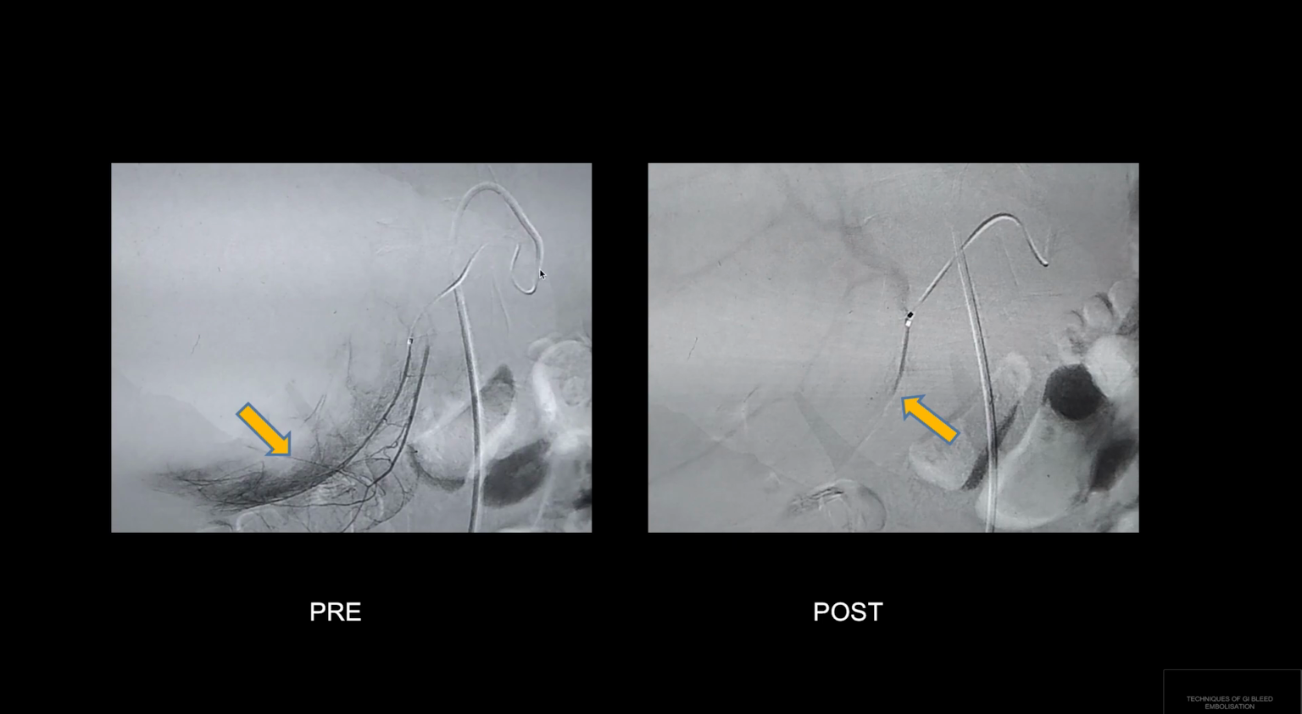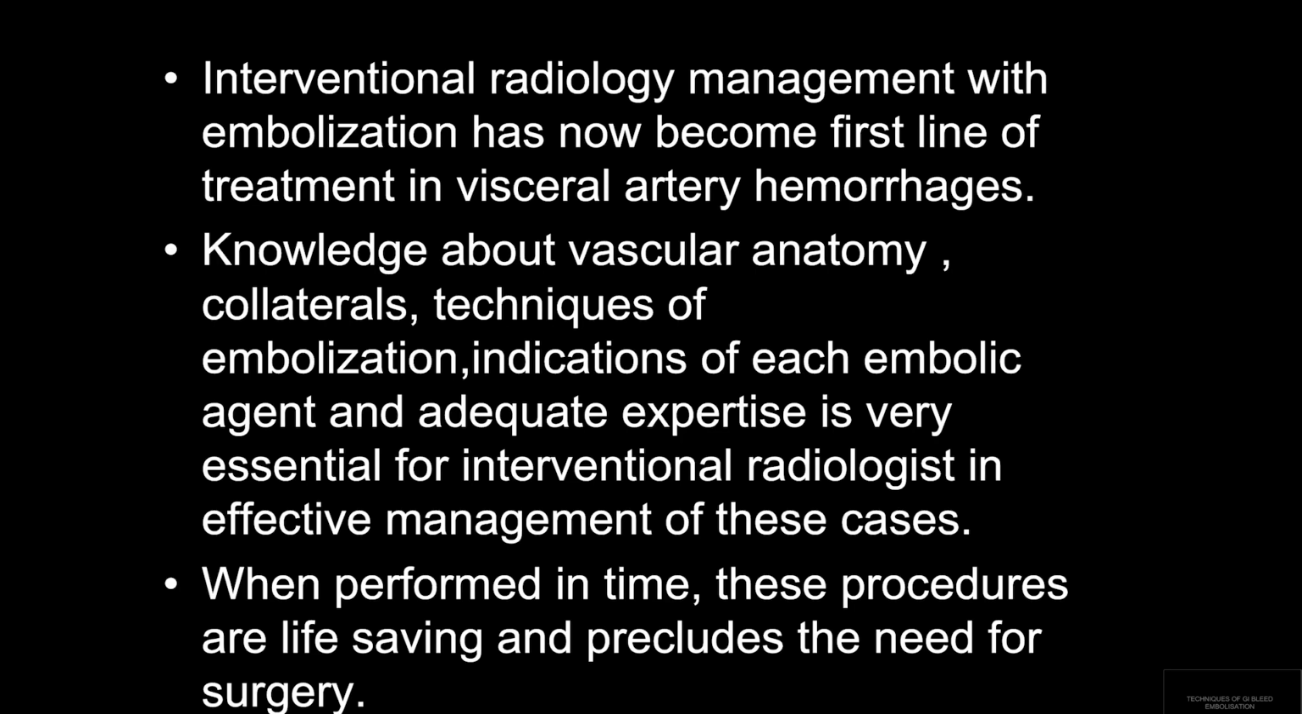This is the diagnostic catheter in the celiac, microcatheter going up to the segment 6 branch of the hepatic artery, and superselective angiogram of the segment 6 branch revealing abnormal vascularity of the segment 6 branch. And after injecting the PVA particles, we completely obliterated and occluded the segment 6 branch of the hepatic artery. So patient completely recovered and he was completely stable.